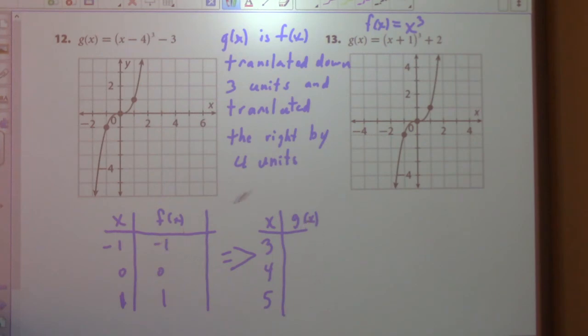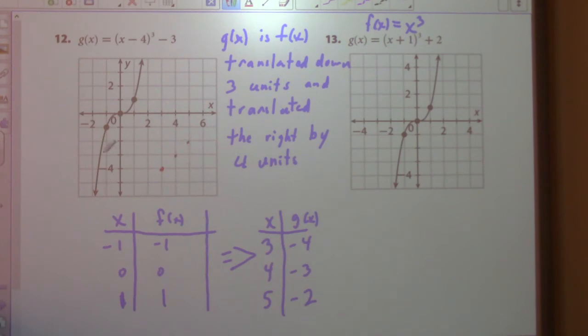So what, do we subtract 3 from those? Yeah, let's subtract 3. -1 minus 3? -4. 0 minus 3? -3. And finally, 1 minus 3? -2. So what we do is we take these new points, we're going to get 3, -4, that's one of the points, right? And then we have 4, -3, and 5, -2.